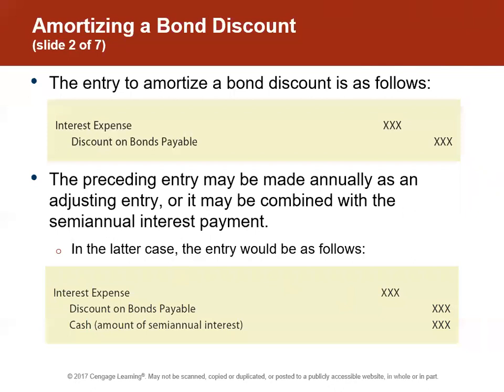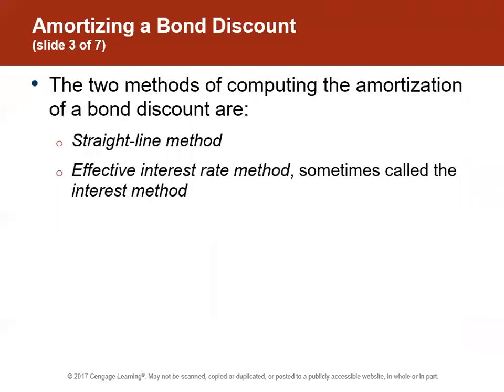Oh, that'll be your discount on bonds payable that you're recognizing each period. So we're going to use what we call straight line amortization. If you can imagine, it's kind of like depreciation. It's the same amount every period. It's the easiest way.